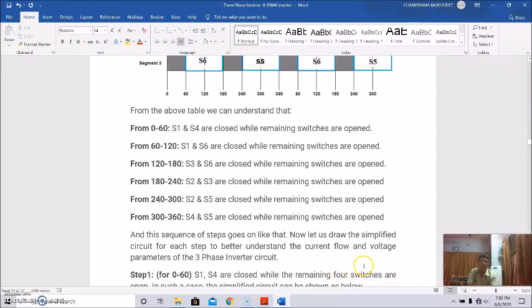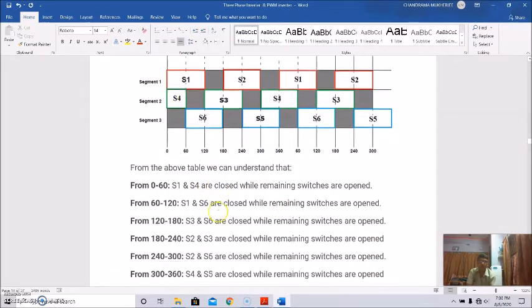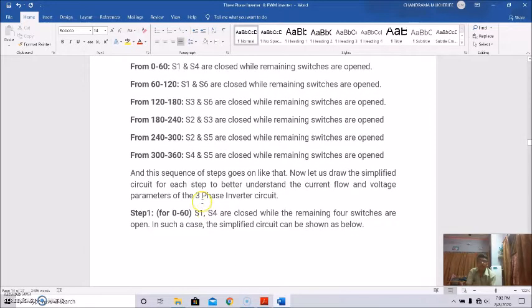And now let us draw the simplified circuit for each step to better understand the current flow. Basically, this will be like this. Actually, the sequence of steps goes on like that. And now let us draw the simplified circuit for each step for better understanding the current flow and voltage parameters of the three-phase inverter circuit.